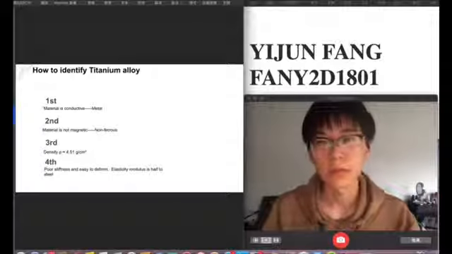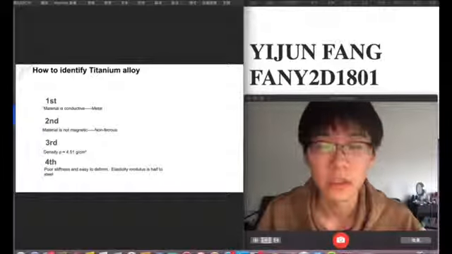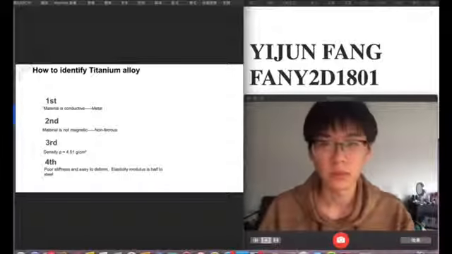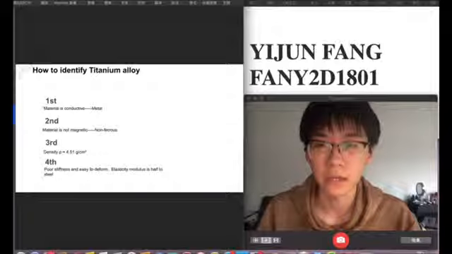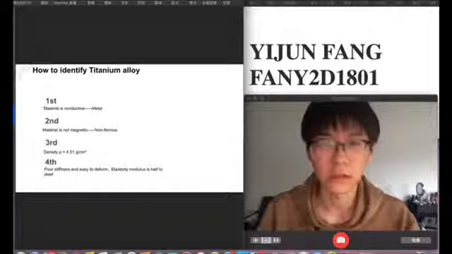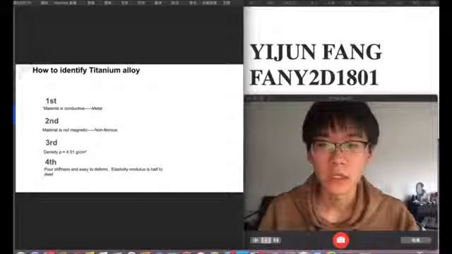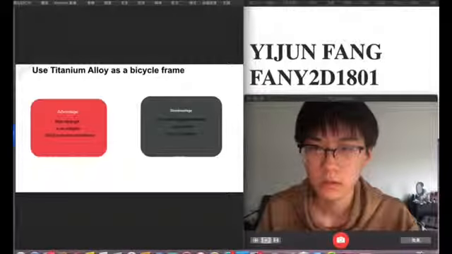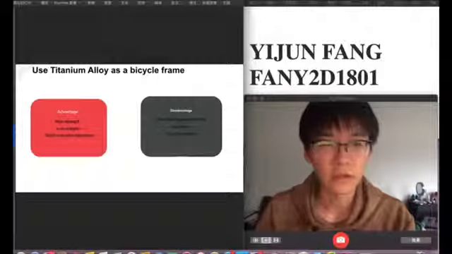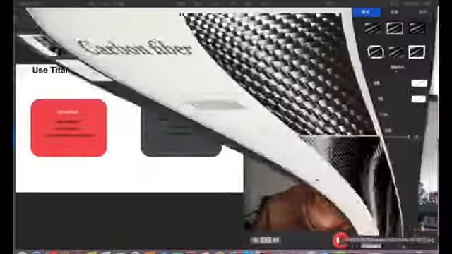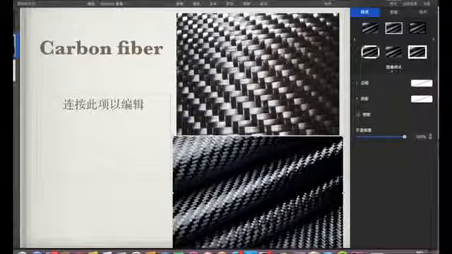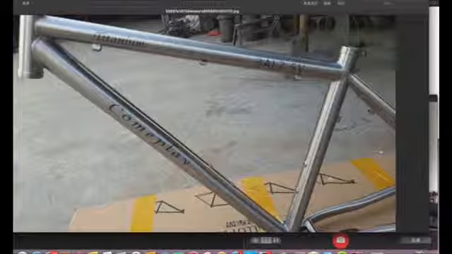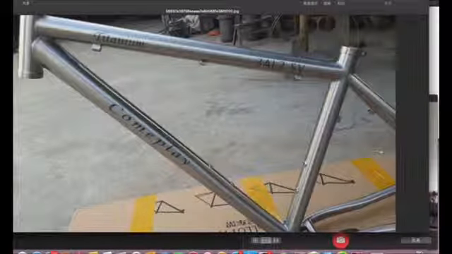And you need to check the stiffness and elastic modulus, because titanium alloy usually has poor stiffness and it's easy to deform, and the elastic modulus is lower than steel. And this is a kind of bicycle frame. Sorry, not this one. Yeah, this one. This is a bicycle frame made of titanium alloy.